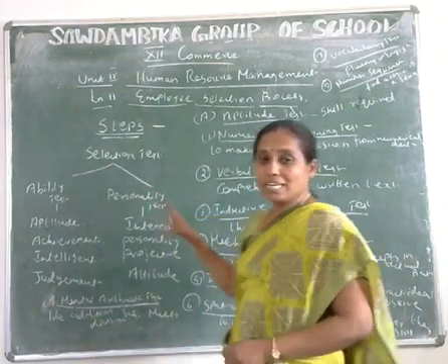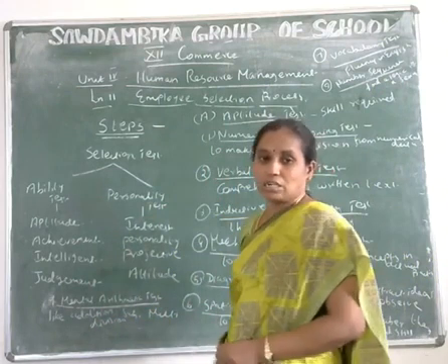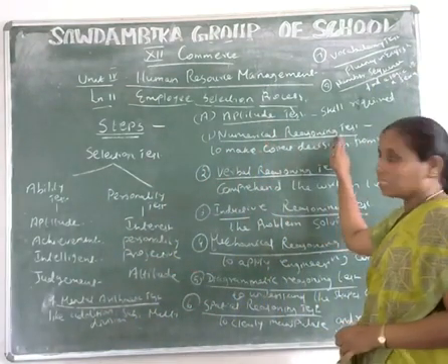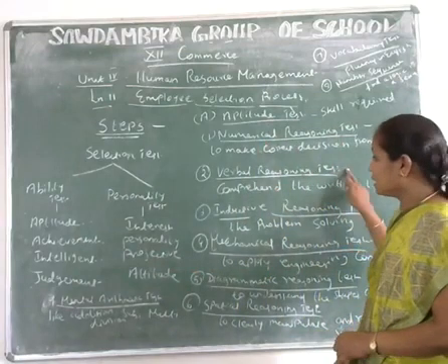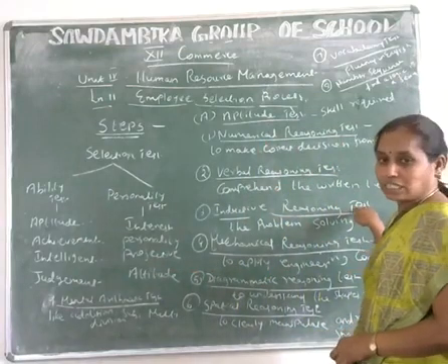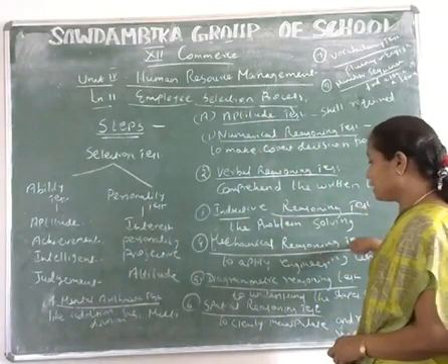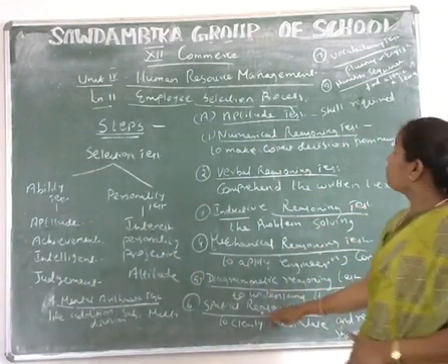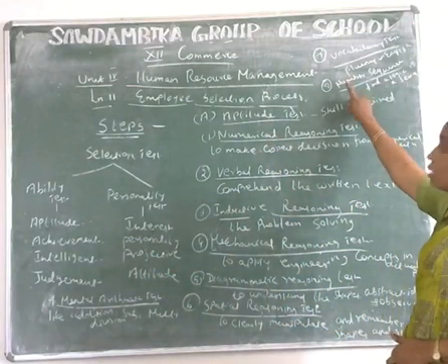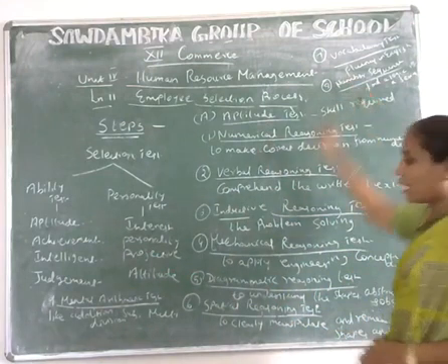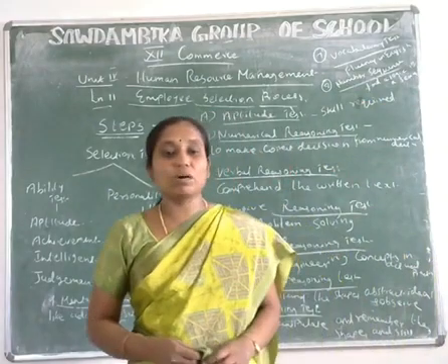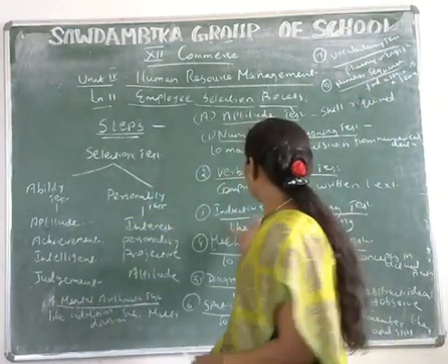So these are all the kinds of selection tests. What are the kinds of selection tests? Numerical reasoning test, verbal reasoning test, inductive reasoning test, mechanical reasoning test, diagrammatic reasoning test, spatial and vocabulary test, number sequence test, and the next one is mental arithmetic test. These are all the kinds of selection tests.